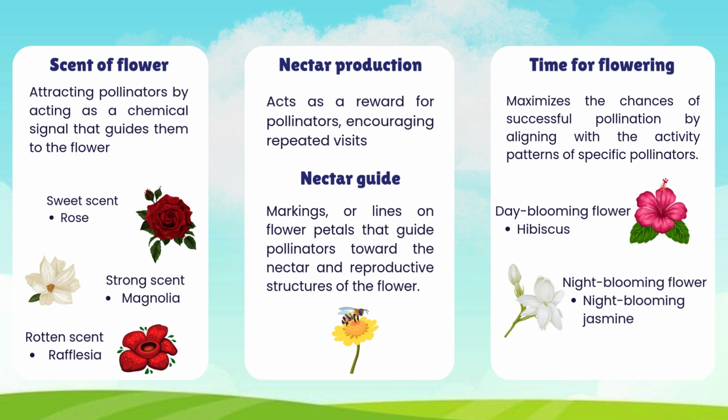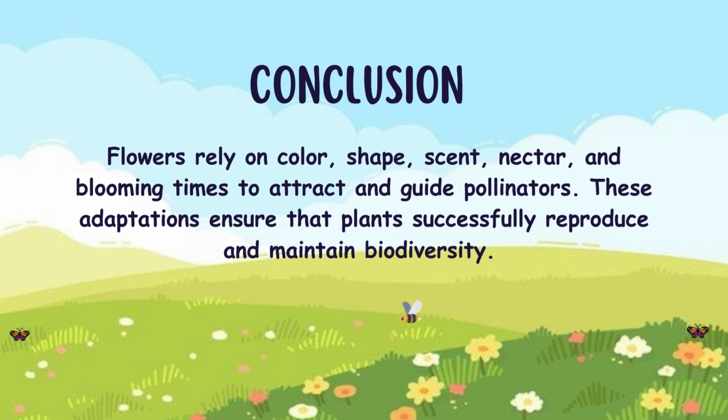In contrast, night-blooming flowers like the moonflower release their scent and open at night to attract bats and moths. This synchronization maximizes pollination efficiency. To summarize, flowers rely on color, shape, scent, nectar, and blooming times to attract and guide pollinators. This adaptation ensures that plants successfully reproduce and maintain biodiversity.